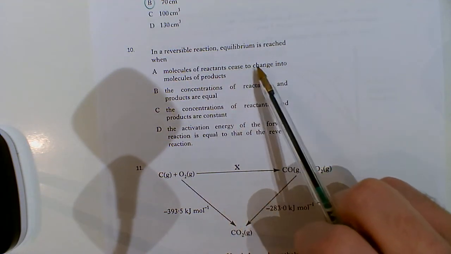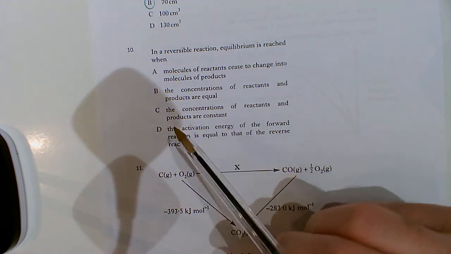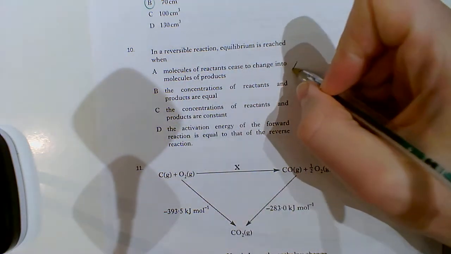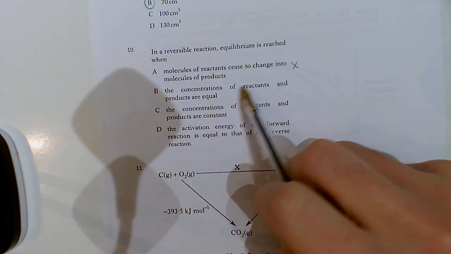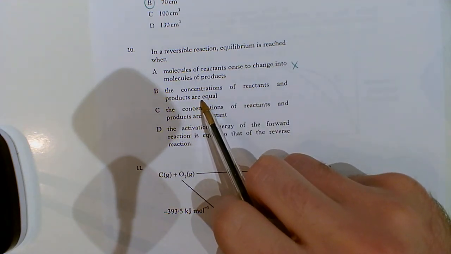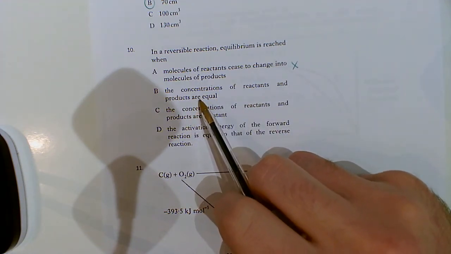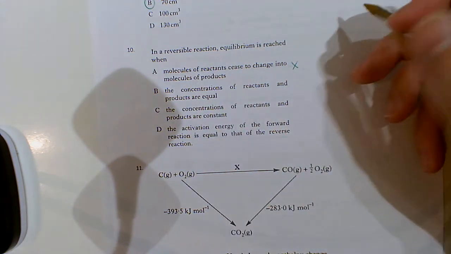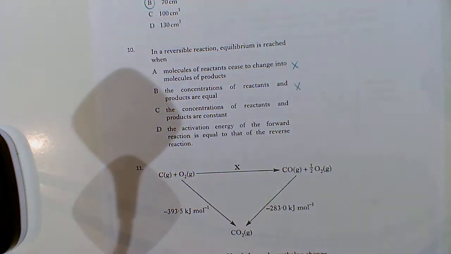Molecules of reactant cease to change into molecules of product. Well, that's not true because both reactions are still happening. Concentrations of reactants and products are equal. Well, the rates are equal, but the concentrations are very, very rarely equal.